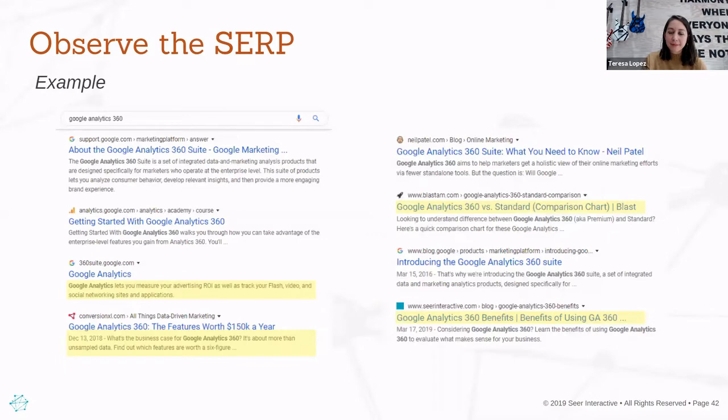And then if you look at the organic results for Google Analytics 360, you see a lot of things around what people are really searching for, like how to get started, what do you need to know, the benefits of GA360, premium version versus free version, all things that are very important, especially whenever you're looking to make an investment in something like GA360.